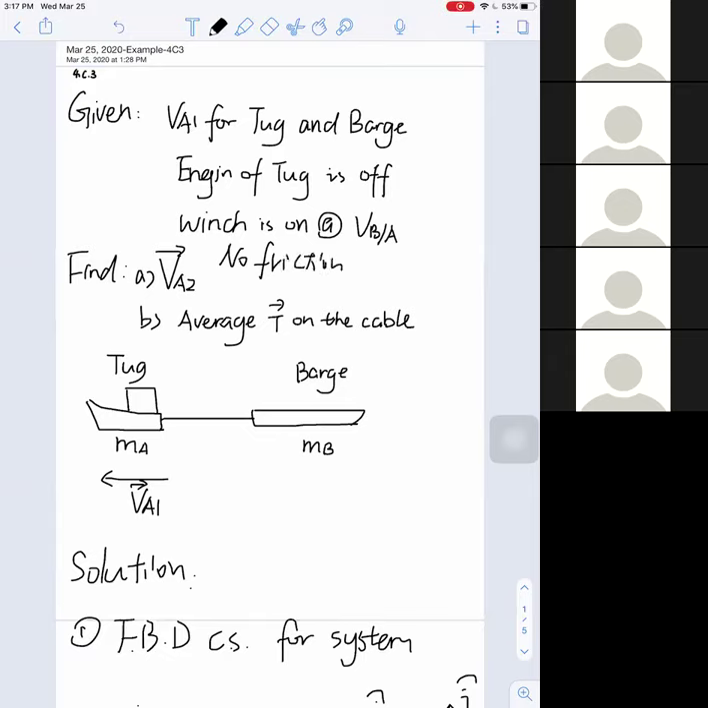So there's no mu term. Okay, so in order to solve this problem, first we need to look at those two boats as a system, as a whole system.